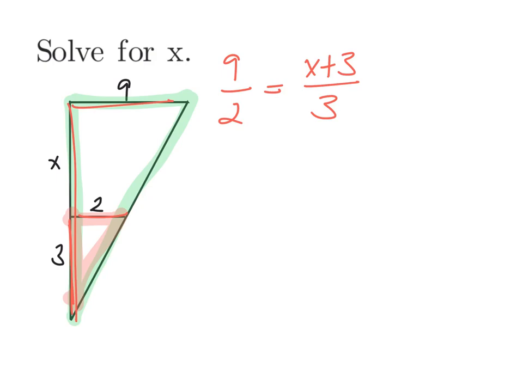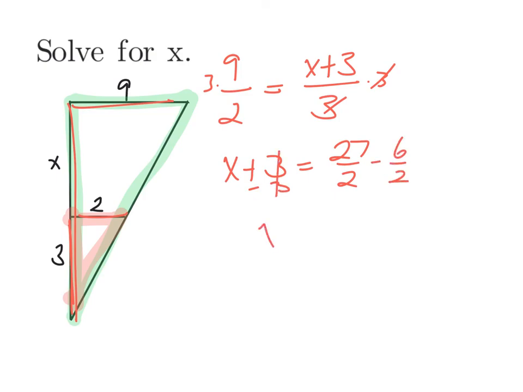But anyway, now we cross multiply, and actually just multiply both sides by 3. And we'll have that x plus 3 is 27 halves. And subtract 3 from both sides. Just 6 halves. So x is 21 over 2, which is 10 and a half if you want. So anyway, that's a lot of problems, a lot of different types of problems all at once. So take your time, go back and review as you need.